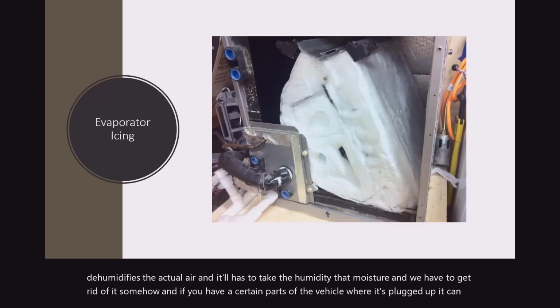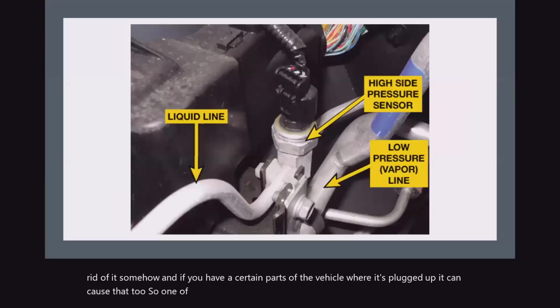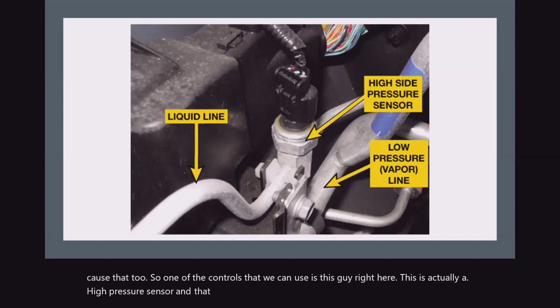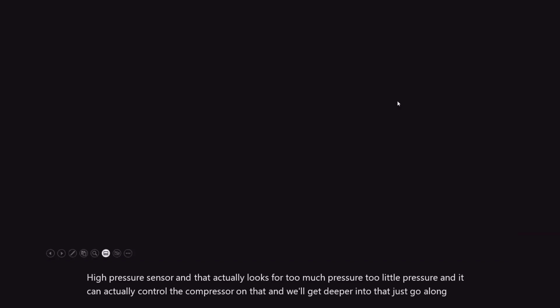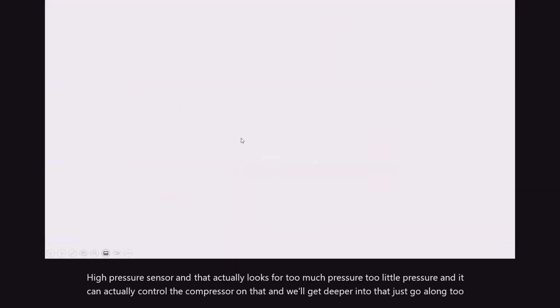So one of the controls that we can actually use is this guy right here. This is a high pressure sensor, and it looks for too much pressure or too little pressure, and it can actually control the compressor based on that. And we'll get deeper into that as we go along too. So just a little, whoop, I went too fast again.